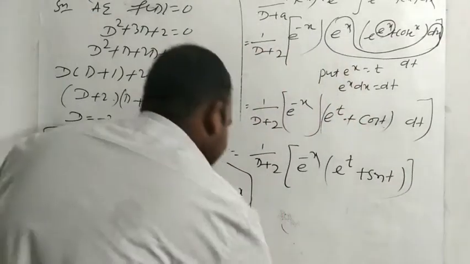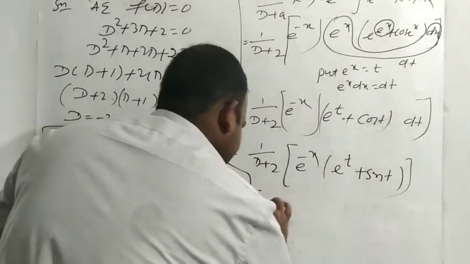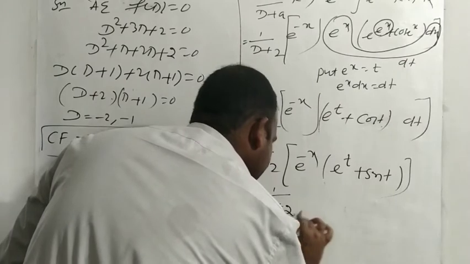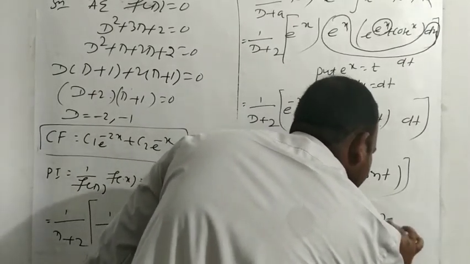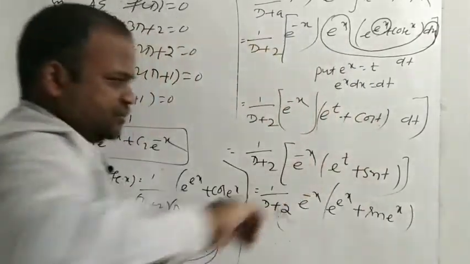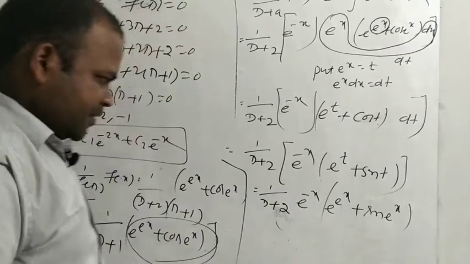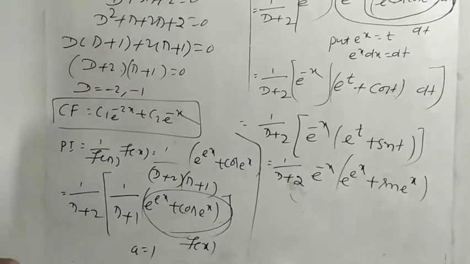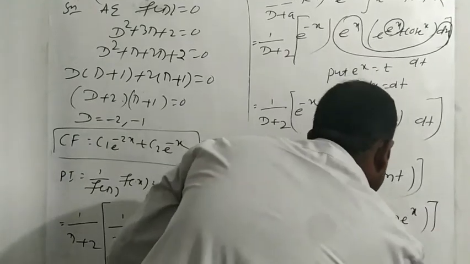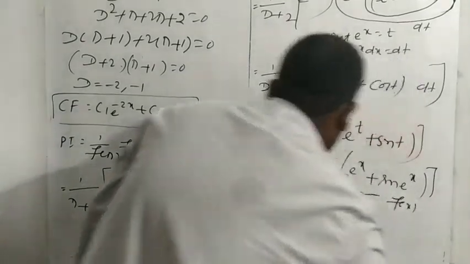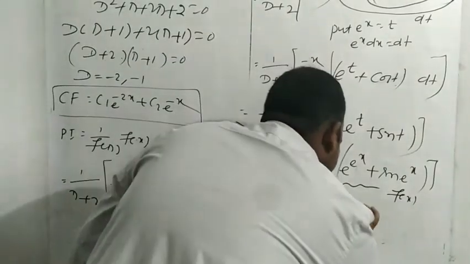So now again it is in the form of 1 upon d plus a f of x. So this is 1 upon d plus 2 of e raised to minus x, e raised to x and sin of e raised to x. Put the value of t equal to e raised to x. Now again it is in the form of 1 upon d plus a f of x. Now this is the total. What is the total? The total is f of x and d plus a equals to what?